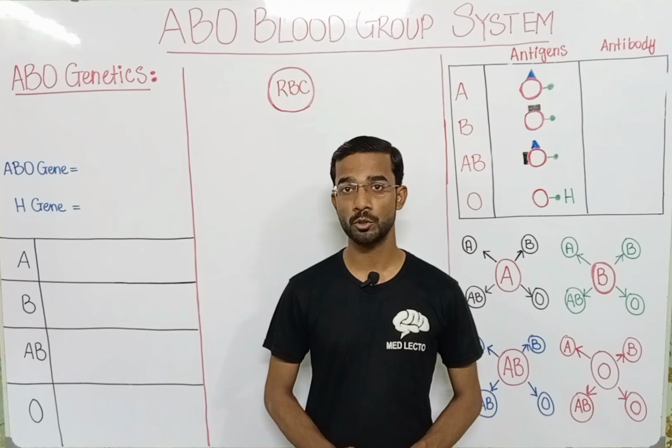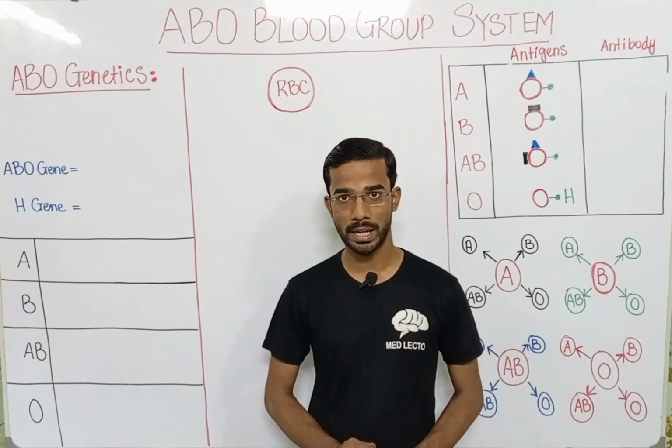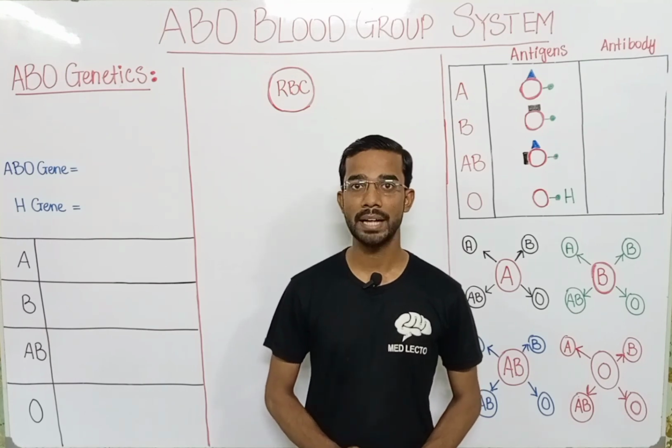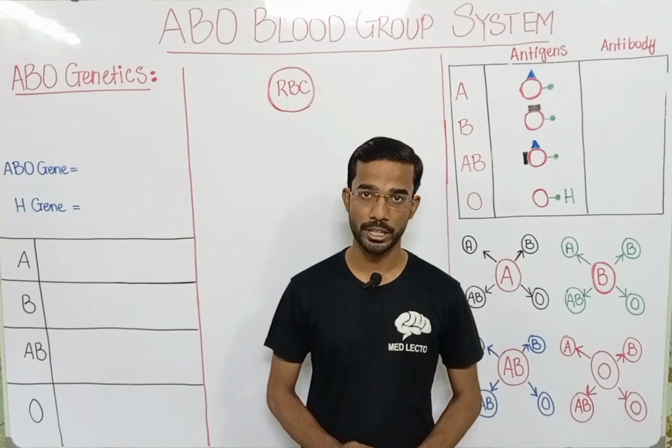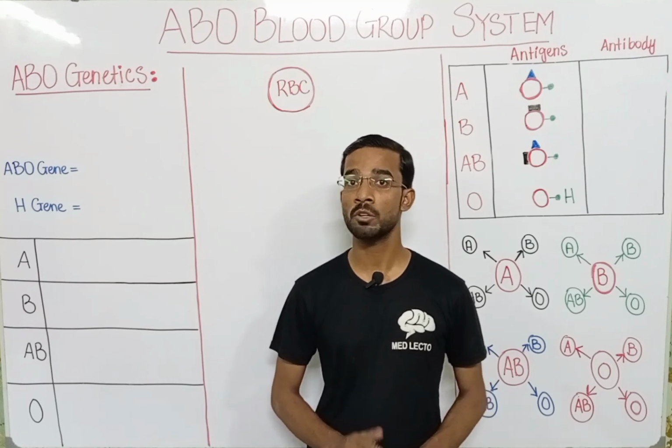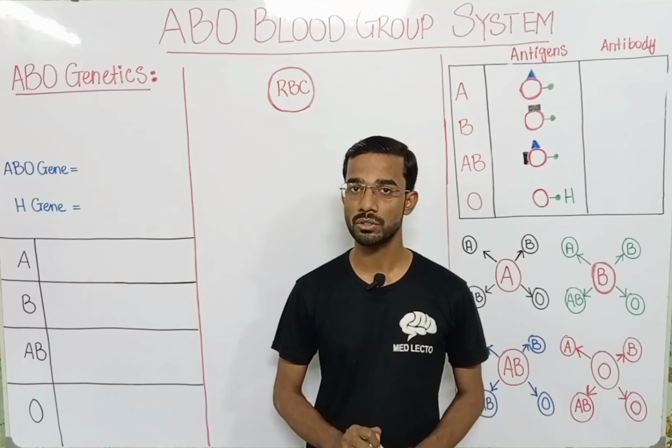In the ABO blood group system, you will see three most important antigens: antigen A, antigen B and antigen H. First of all, we will discuss the composition of all these three antigens.